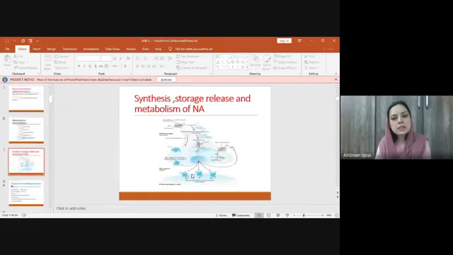The next topic is the synthesis, storage, release, and then metabolism of noradrenaline and other neurotransmitters. They are stored in vesicles. Whenever an action potential comes, these neurotransmitters exit through a process of exocytosis, fuse with the presynaptic membrane, and come into the synaptic cleft. When they come into the synaptic cleft, they have to reach the postsynaptic membrane, and mostly 80% of the neurotransmitter goes back towards the presynaptic terminal.